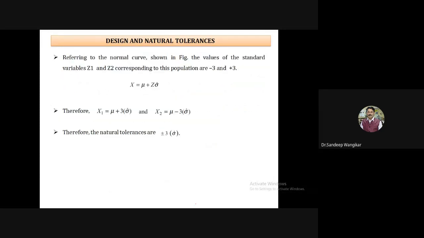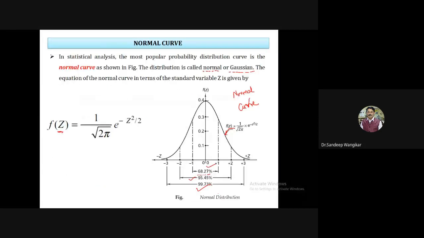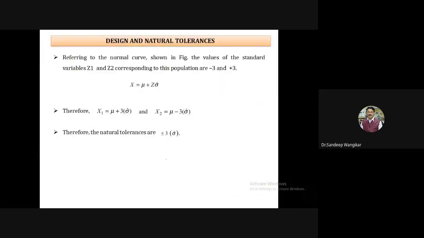Referring to the normal curve as shown in the figure I have just shown, the values of the standard variables Z1 and Z2 corresponding to this population are minus 3 and plus 3. So let me take you through it once again. If you refer to this figure, the Z1 and Z2 values are: this is the plus 3 value, I am highlighting, and this is the minus 3 value. So 99.73% of the population will fall in this particular category, minus 3 to plus 3.